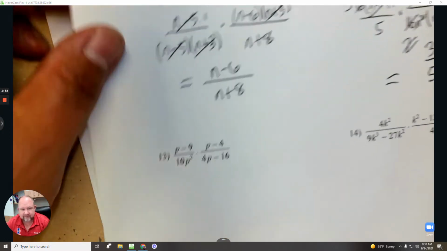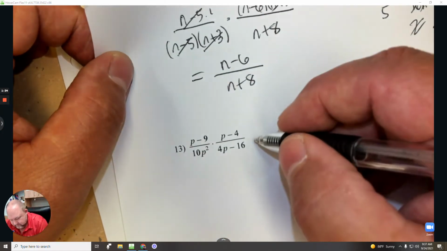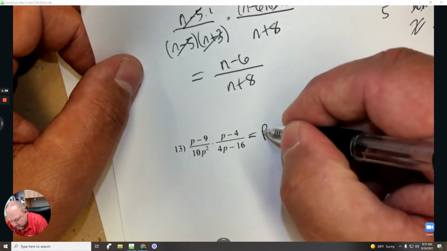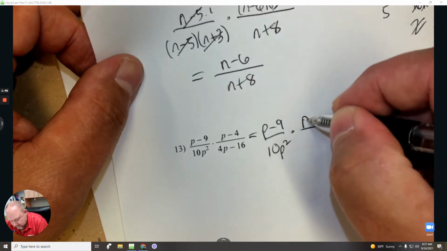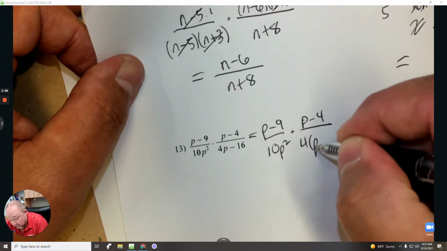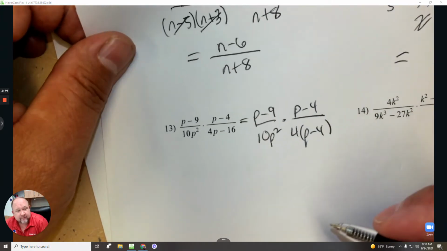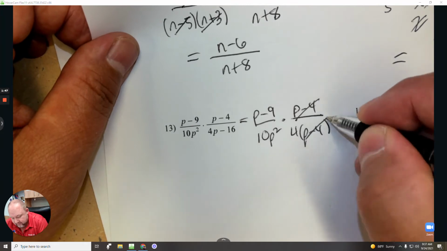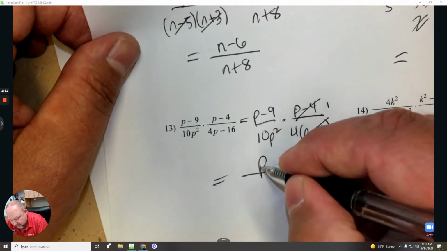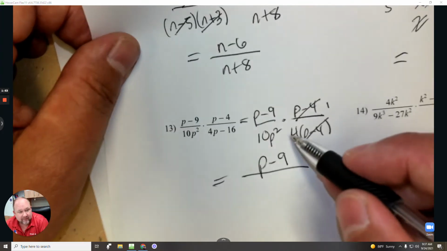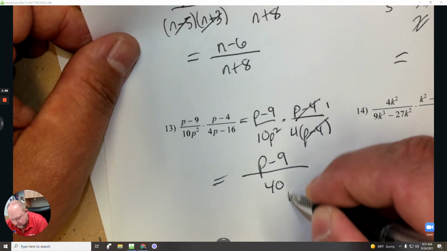Number 13. Again, I'm going to factor first what I can. So most of this is not factorable, but I can factor out a 4. And then the p subtract 4 is removable, and that's it. So if I multiply across the top, I have p subtract 9. If I multiply this together, I have 40p squared.